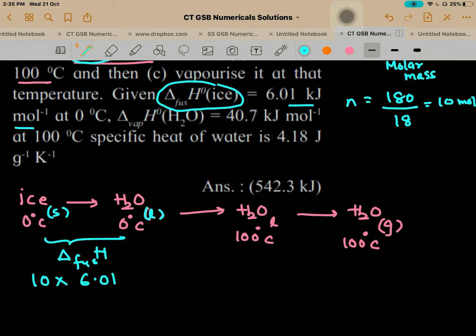6.01. Now, check the second part. See what is happening here? State is not changing. It is liquid water to liquid only. But what is changing? Temperature is changing. So when only temperature changes without state change, that is called latent heat. What is latent heat? No change in state, but change in temperature. Okay, now how do you get latent heat? Latent heat is specific heat into temperature change per mole.